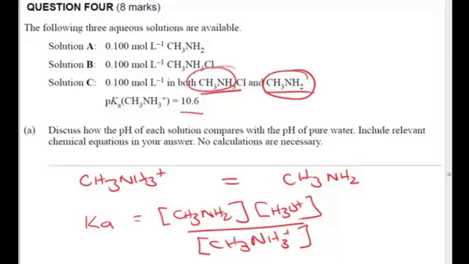Okay, so we can actually do a little proof of this if we want to, and in scholarship I would want to. And that's just, if we cancel that, and we cancel that because they're equal, then the Ka is equal to H3O plus concentration, and therefore the pKa is going to be equal to the pH. Okay, so that's that question answered. Alright, so in this case pH equals 10.6.